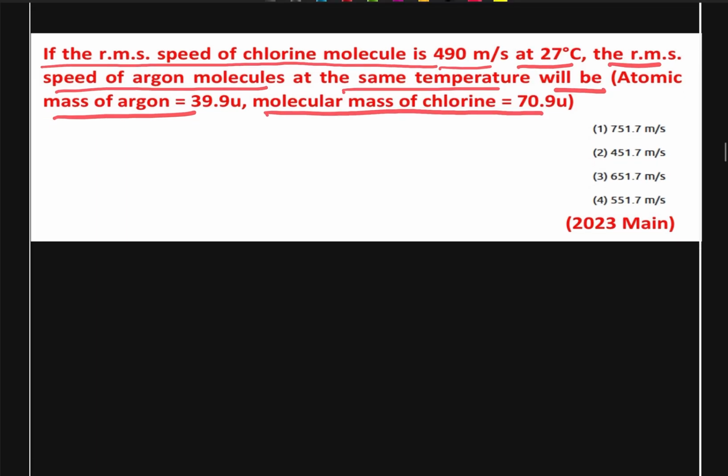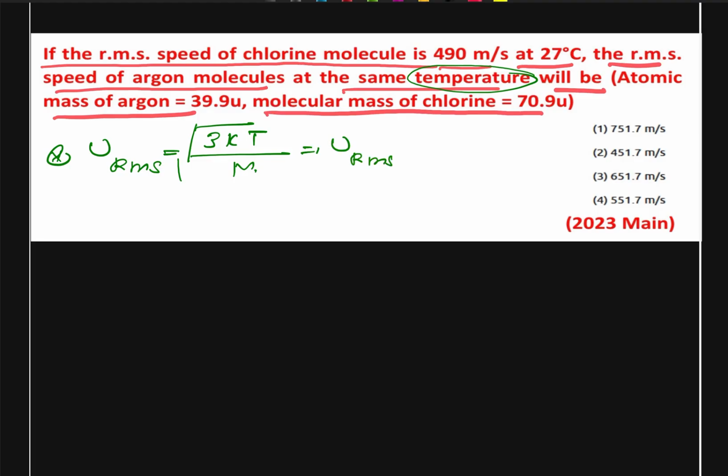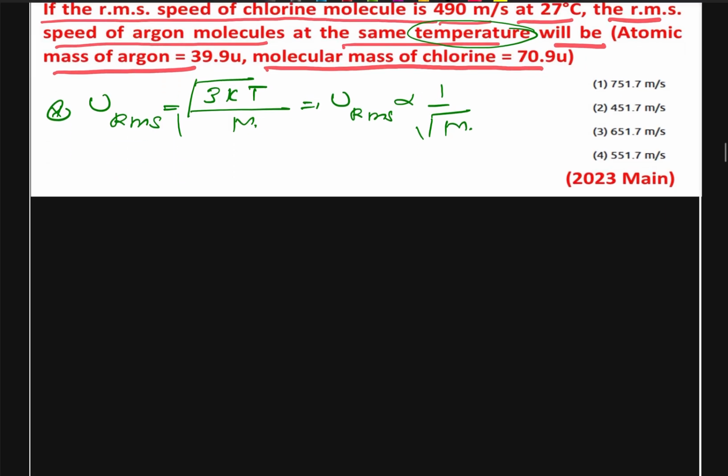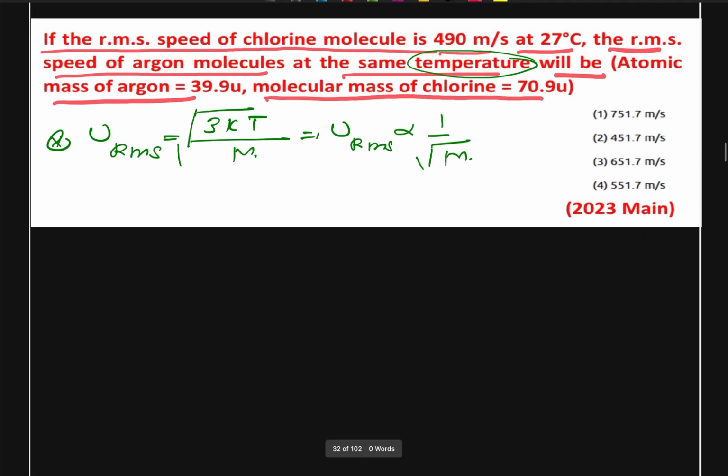So in this case also, we are going to use the formula, that is r.m.s is equal to square root of 3kT divided by m, and it is said that it is at the same temperature. Therefore from here we can say that our r.m.s is inversely proportional to the square root of m. And we can write the ratio respectively for chlorine as well as argon.